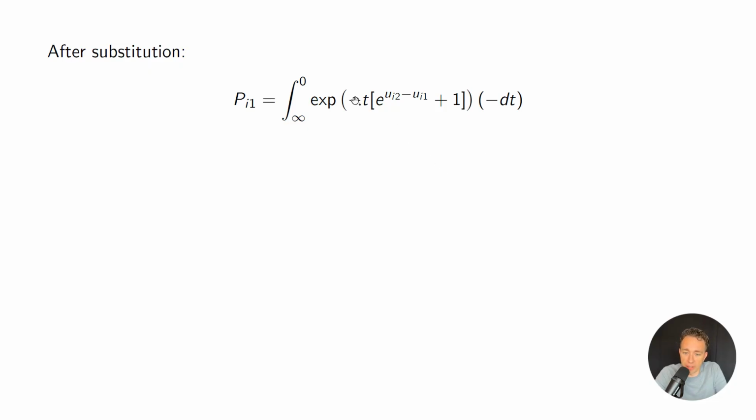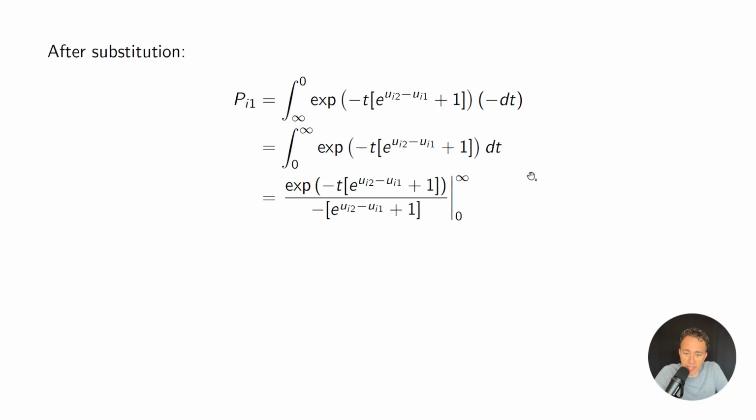And now we have something that's very tractable, because we have a constant times an exp of negative t, and then we have a negative dt. There's a bunch of ways that we can simplify this further. We could evaluate the negative here, flip the bounds of integration, or we can just evaluate it directly. We'll just flip the bounds of integration and get rid of that negative sign, and then we can take the antiderivative and then evaluate it at the bounds of integration.